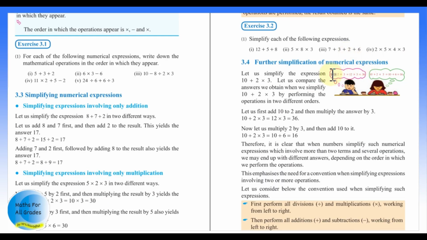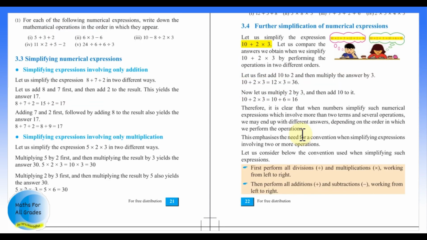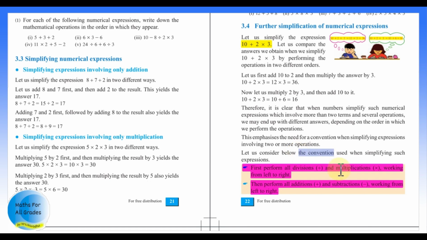Okay, let's get back to the textbook. We were discussing these two students' opinions on this question, 10 plus 2 times 3. And we learned that first we have to perform all divisions and multiplications working from left to right, and then all the additions and subtractions from left to right. Here it's mentioned, we call this the convention, or you can say the standard order of the mathematical operations.